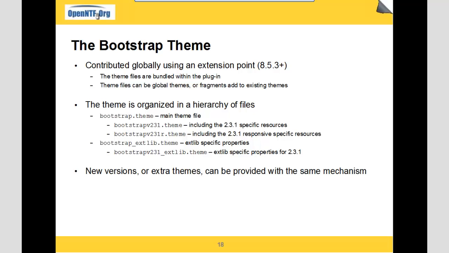And then we have the fragments for the extension library provided also as separate theme files. So you'll see that with this architecture, we can easily add, for example, bootstrap v300.theme. It will still inherit from bootstrap.theme, but it will include all the 3.0 Bootstrap-specific resources.